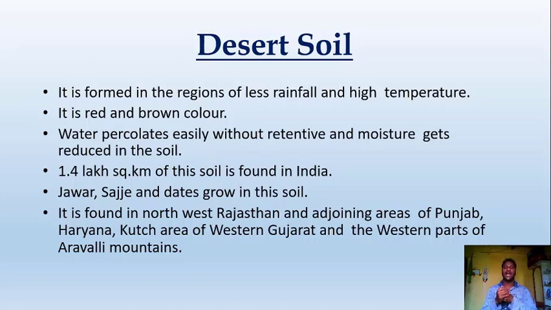It is red and brown color. Water percolates easily without retention and moisture gets reduced in the soil. 1.4 lakh square kilometer of this soil is found in India. Jowar, sajje and dates grow in this soil. This type of soil is found in northwest Rajasthan, adjoining areas of Punjab, Haryana, Kutch area of western Gujarat and western part of Aravalli Mountains. Desert soil.